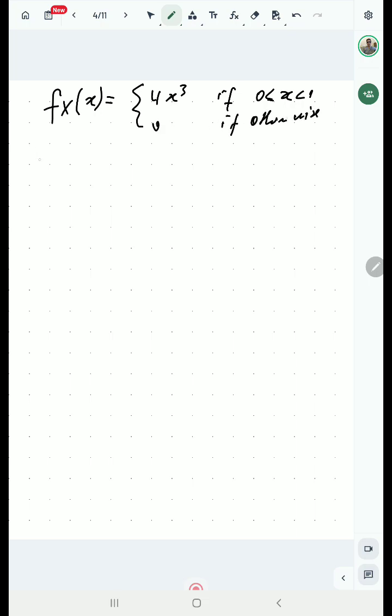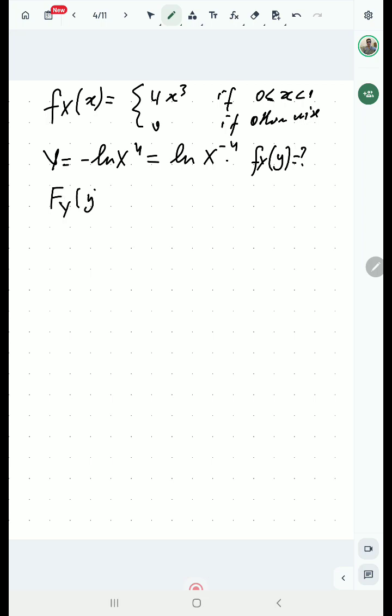The second thing that we know is y is actually equal to (-ln x)^4, which is the same thing as (ln x)^-4, right? Now we are searching for f_Y(y) and capital F_Y(y). Okay.